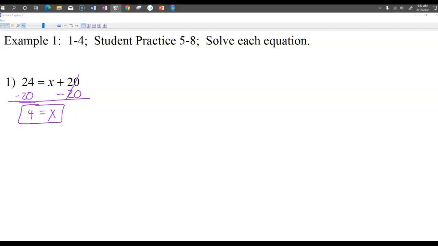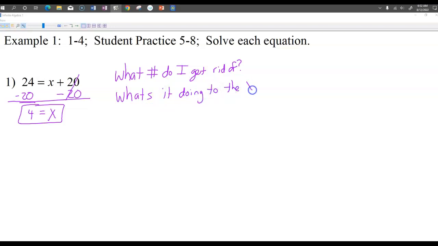Notice the questions I went through. What number do I want to get rid of? In this case, I wanted to get rid of the 20. The next thing I ask myself is, what's it doing to the x? In this case, it was adding to the x. After that, we do the opposite on both sides.